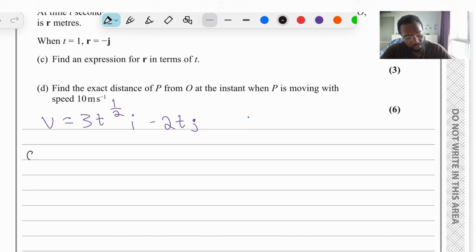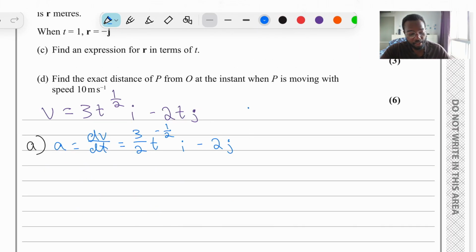So I've written what v is, and I just need to differentiate this. So a is equal to dv over dt, and if we differentiate that, we get 3 times a half, so 3 over 2 t to the power of minus a half i, and then that's just a minus 2j, and that is our answer for part A.